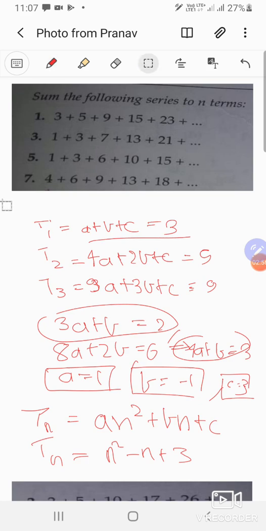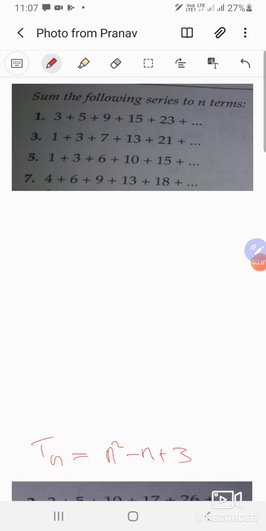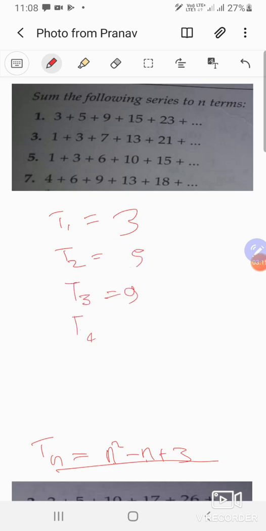First of all, let's see if this actually works. Do we get all of these Tn's from this expression? T1 is 1 minus 1 plus 3, obviously 3. T2 is 4 minus 2 is 2 plus 3 is 5. Similarly, T3 equals 9. T4, let's check it out: 16 minus 4 is 12 plus 3 is 15. T5: 25 minus 5 is 20 plus 3 is 23. So this always works, no problem.